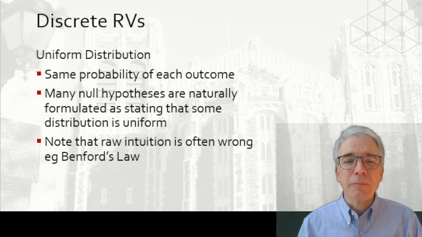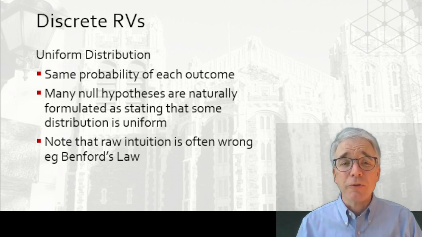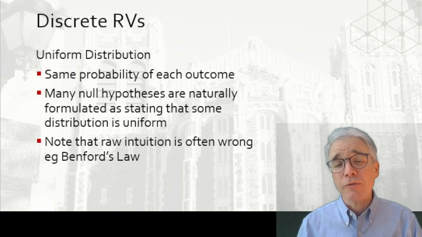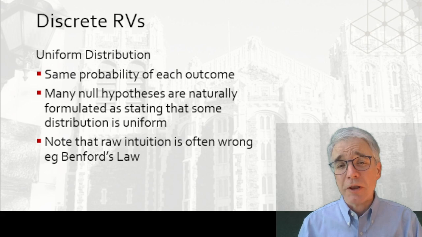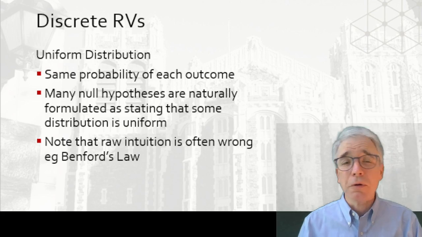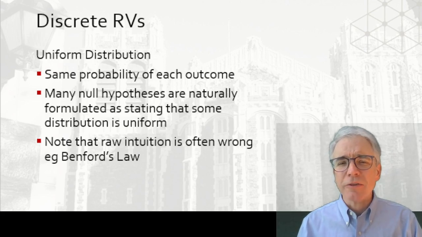So we look at some common discrete random variables that we often use. The uniform distribution comes up a lot. That's where there's the same probability of each outcome. Think about a six-sided die. We'd like to believe that each side has the same probability of coming up. The probability of getting a 1 is the same as the probability of rolling a 6, the same as the probability of rolling a 4, etc. It's a basic assumption we'd like to make to play fair games.